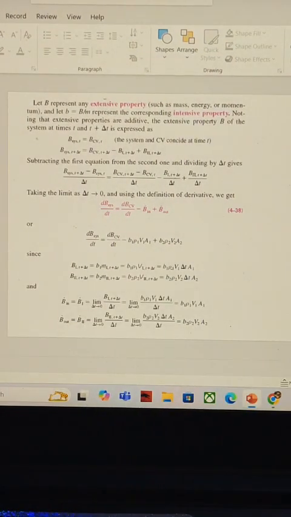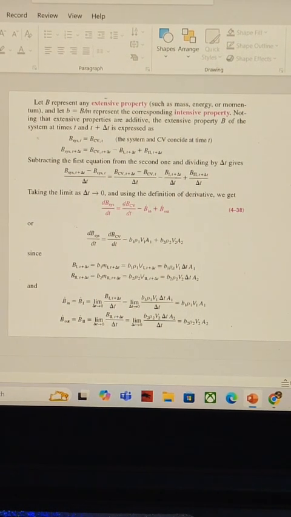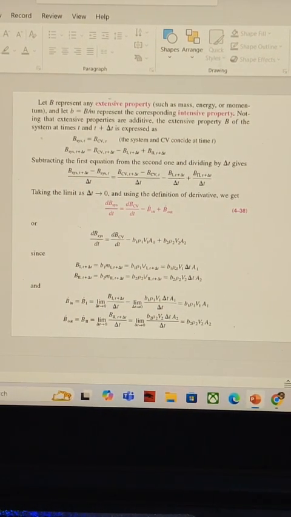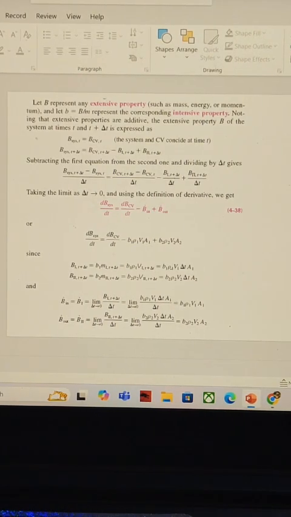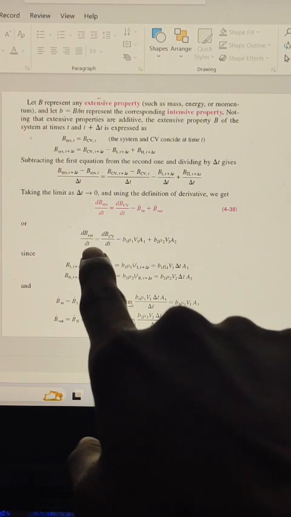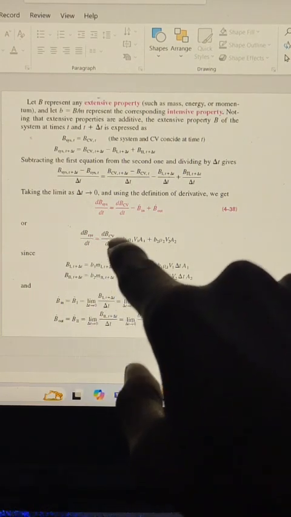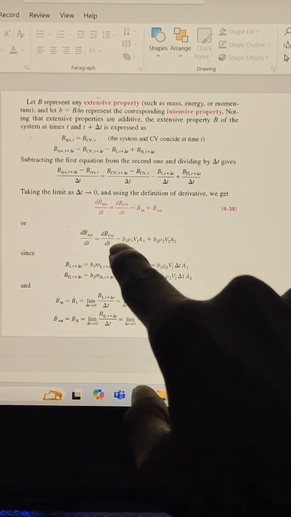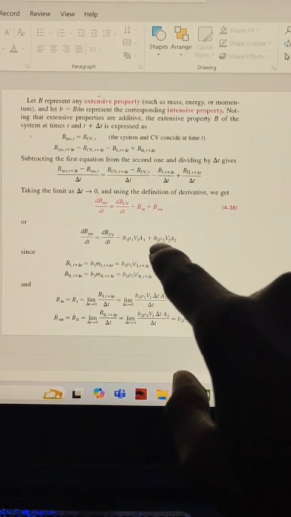Taking the limit as delta t goes to 0 and using the definition of the derivative, we get dB system over dt equals dB control volume over dt minus B in plus B out. Or we can write dB system over dt equals dB control volume over dt minus b rho V A at 1 plus b rho V A at 2.